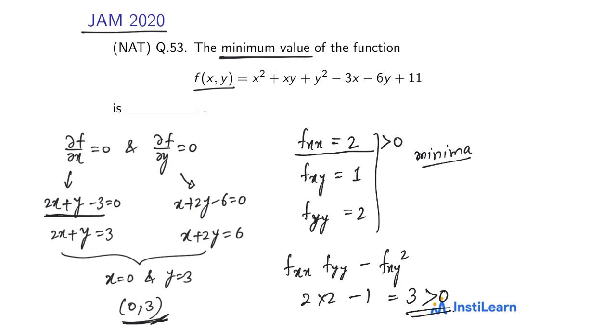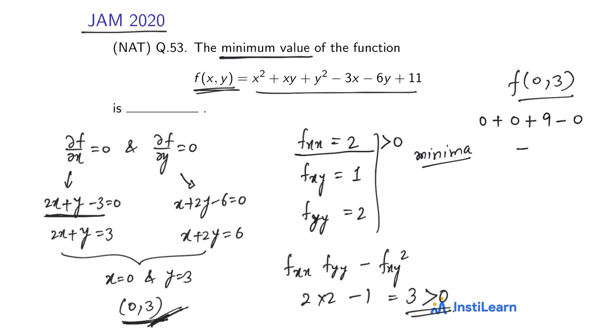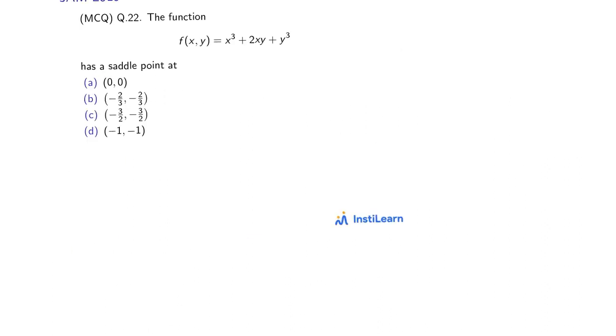And the value of the function at this point would be the minimum value, that is, f(0, 3) is the minimum value of this function. What is this value? We just need to plug (0, 3) into this expression. So it is 0 plus 0 plus 9 minus 0 minus 18 plus 11, which is 2, which is the correct answer.